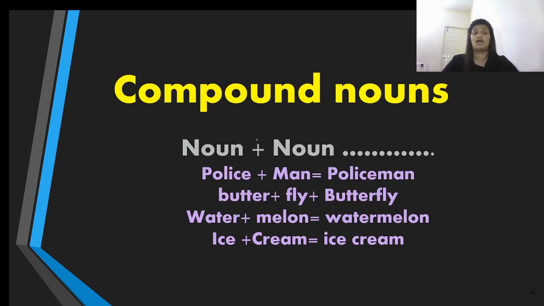The next is the compound noun. Compound noun is actually two nouns being put together and then creating a new noun out of it. That is police, number one, man, number two, and we have policeman as one noun. Similarly, butterfly, watermelon, and ice cream.